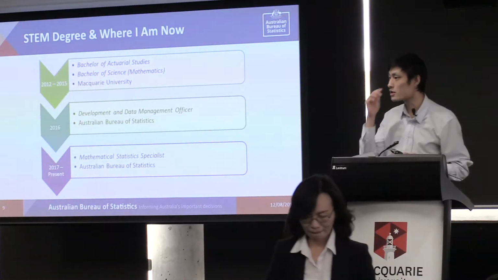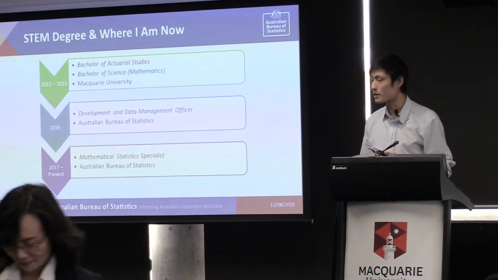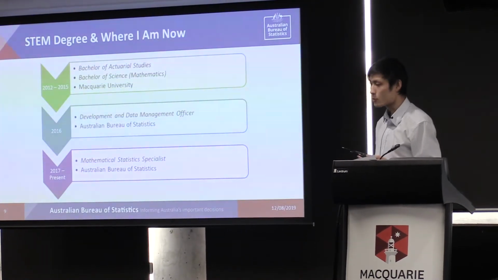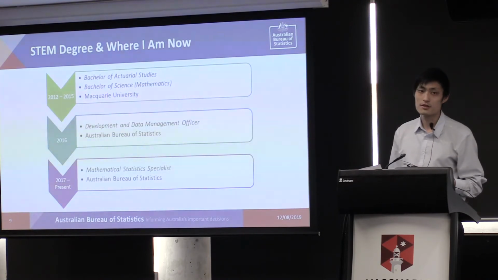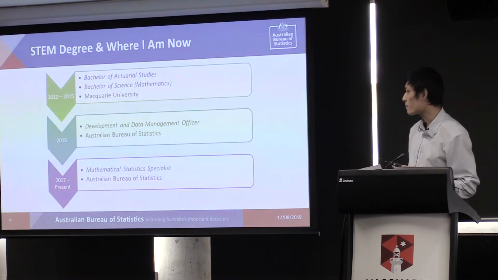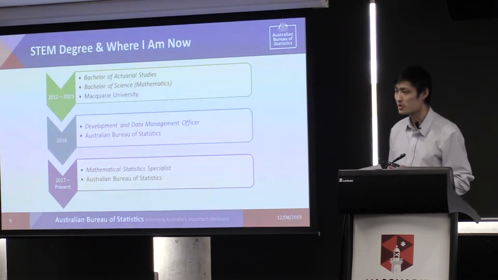Yes, so first of all, a little bit about myself and my academic background. I was a student here at Macquarie University around 3.5 years ago. I graduated with a double degree in actuarial studies and mathematics. After graduation, I joined the Bureau of Statistics through their 2016 graduate program, and I'm currently a senior mathematical statistics specialist in the methodology division.